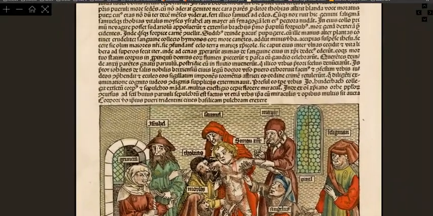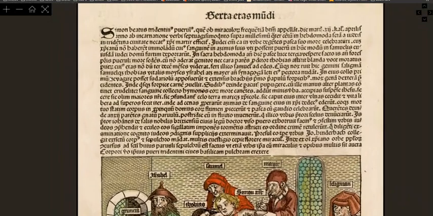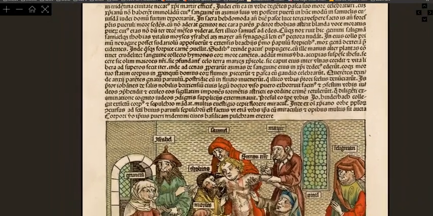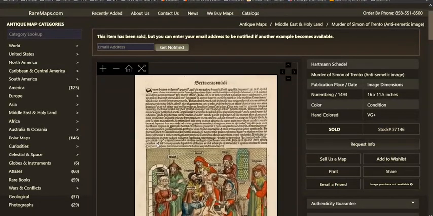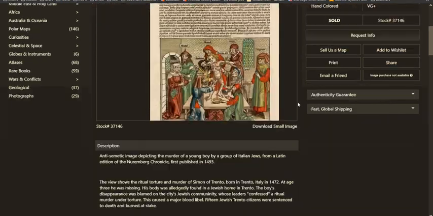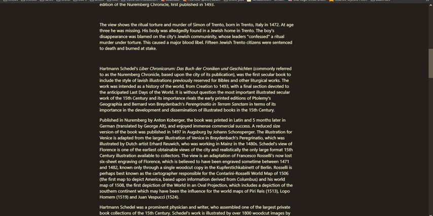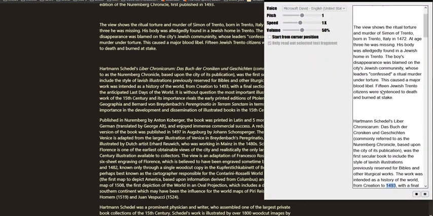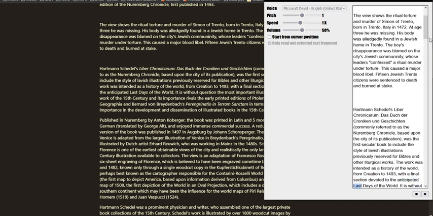Hartmann Schedel's Liber Chronicarum, Das Buch der Chroniken und Geschichten, commonly referred to as the Nuremberg Chronicle, based upon the city of its publication, was the first secular book to include the style of lavish illustrations previously reserved for Bibles and other liturgical works. The work was intended as a history of the world, from creation to 1493, with a final section devoted to the anticipated last days of the world.